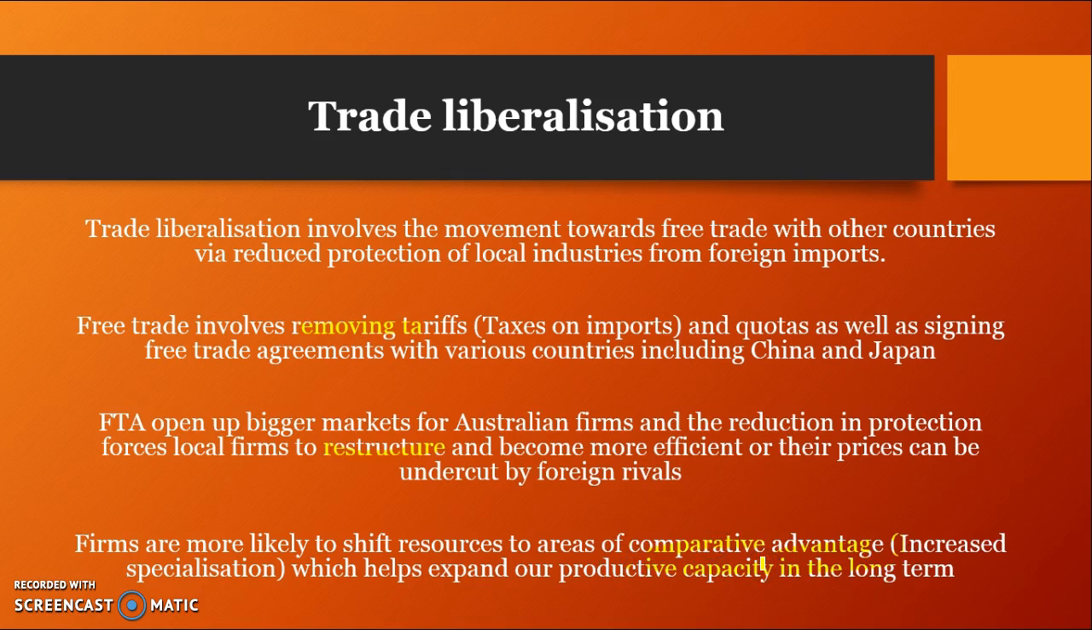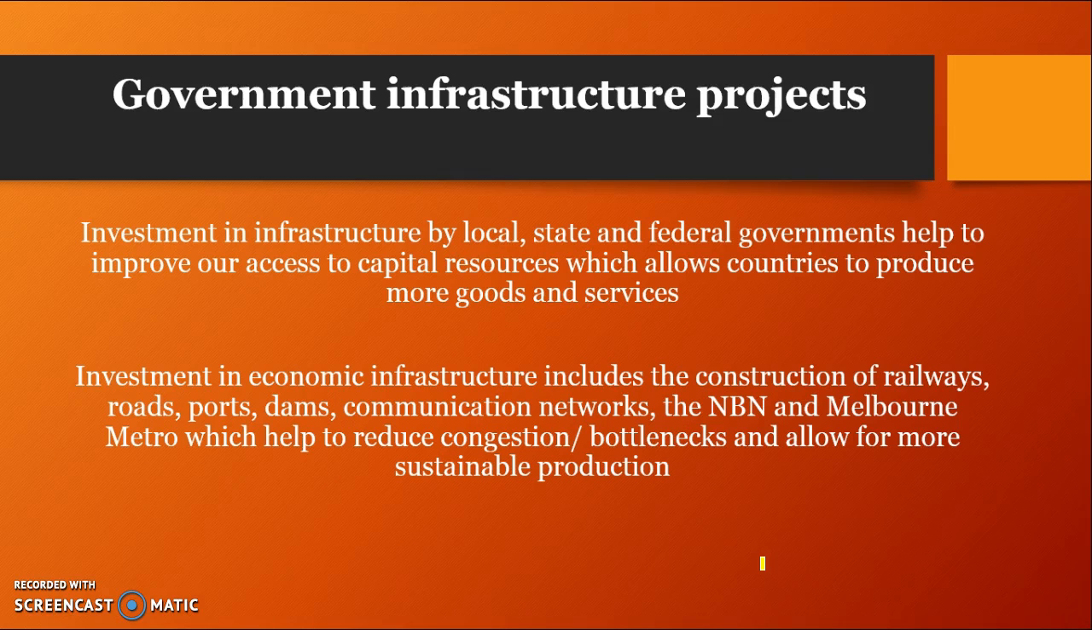So specialisation can also be created by trade liberalisation, which again helps us to boost our productive capacity because we're producing in areas that we're good at, where we have lower opportunity cost, which can then allow us to grow in the future because we can specialise in what we're good at and trade for other goods and services going forward. Infrastructure projects help to reduce capacity constraints, so they make us more productive because you get rid of things like traffic jams and bottlenecks in production, which can help to lower transportation costs for firms and therefore make us more competitive going forward as well.